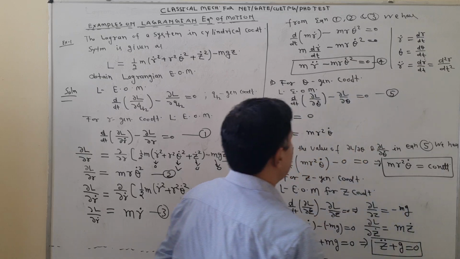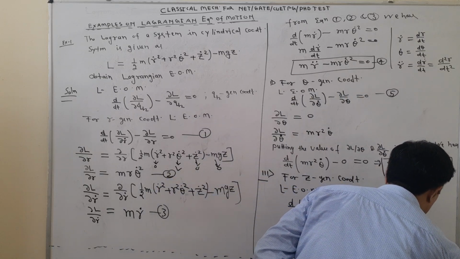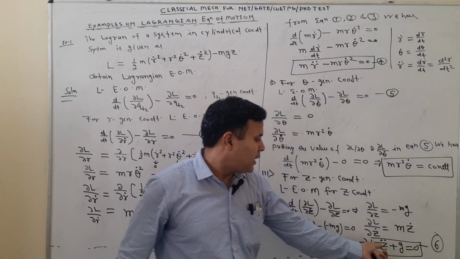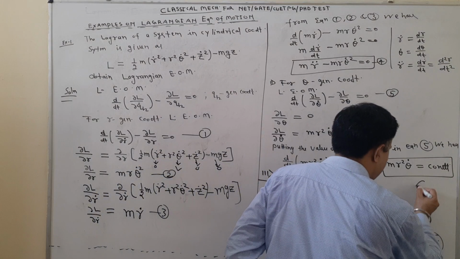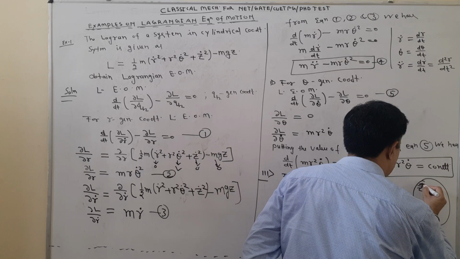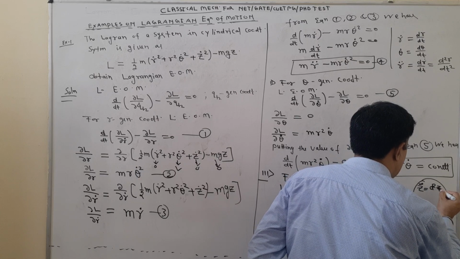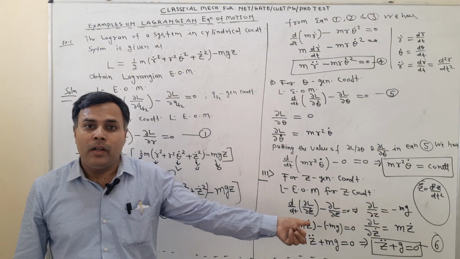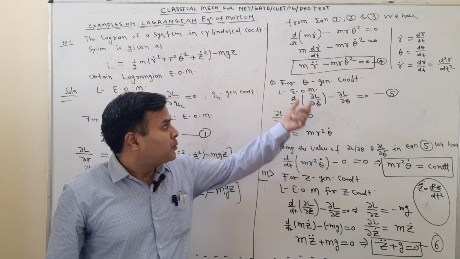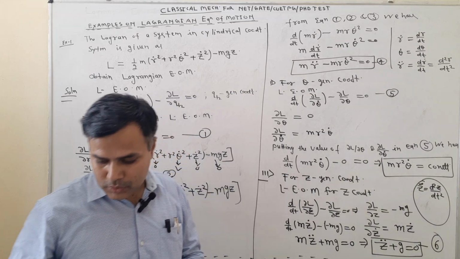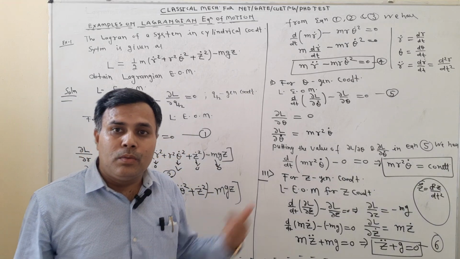So we have three different equations of motion. This is equation number 6. Here z double dot is simply d²z/dt², so again this is a second order differential equation. Corresponding to three different generalized coordinates, we have three different equations of motion. So this is a very important conclusion.